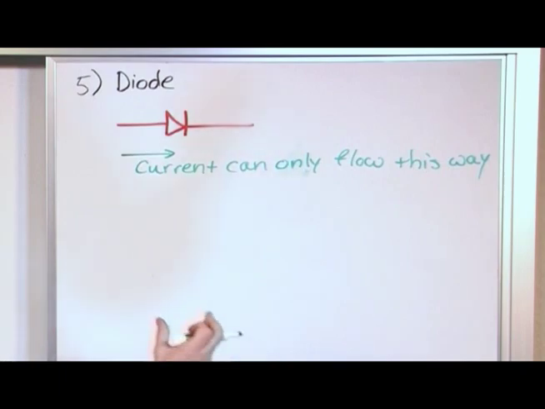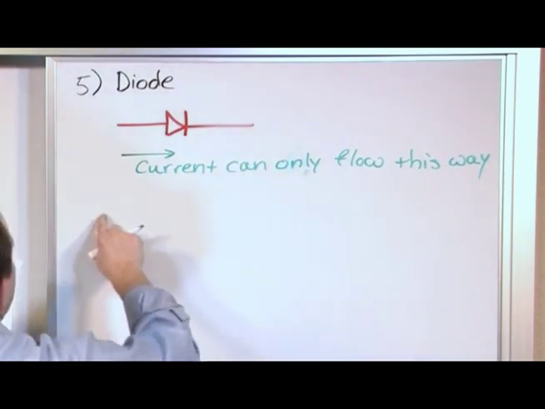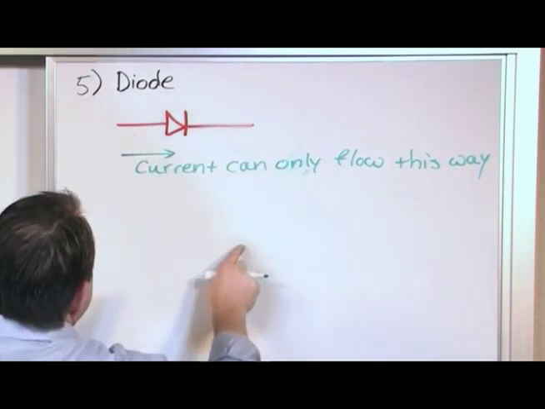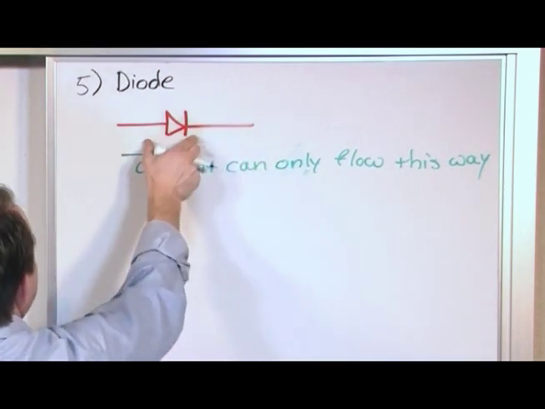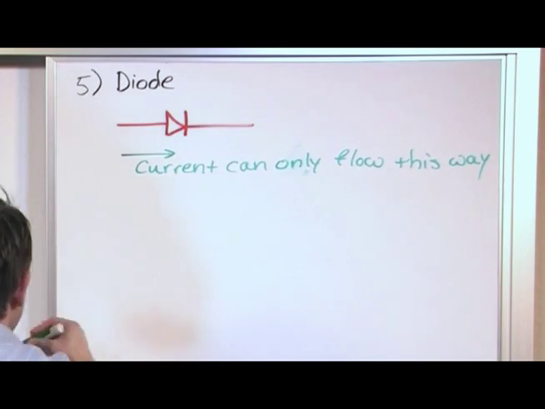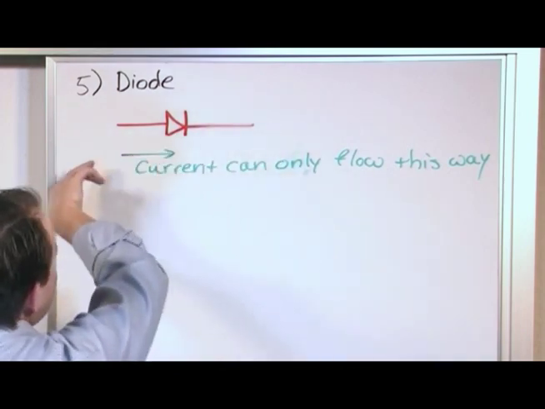In other words, if I hook a battery up to the circuit and try to let current go this way, it will be able to go this way. It will go this way all day long, no problem. It's like a wire. It doesn't present much resistance. It doesn't get in the way. It just lets it go that way.